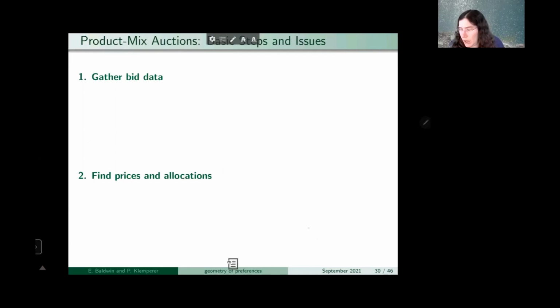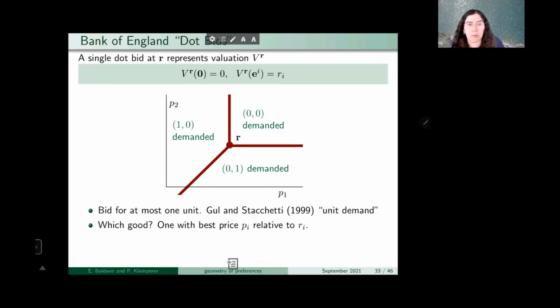So let me skip on rapidly to drawing you some pictures, as that is my theme today. The Bank of England gathers information in terms of dot bids. So a dot bid represents a valuation which looks like this, whose lip looks like this. This is a bid for at most one unit, and at a particular specified price, that's where we're indifferent between having the first good and the second good and nothing.